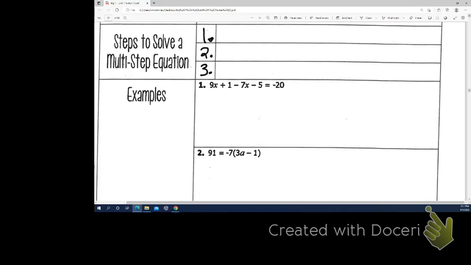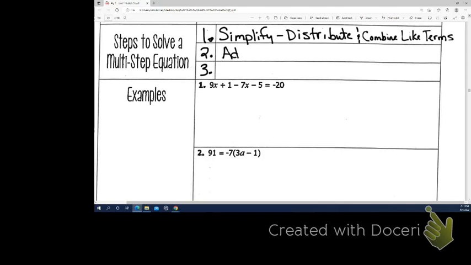And so our steps to solving a multi-step equation is we're going to simplify. And remember from expressions that to simplify, we're going to distribute. So we're going to get rid of any parentheses by distributing, and we're going to combine like terms. Once we distribute and we combine like terms, one or both of those things might be necessary. Once we've done that, then we will have a two-step equation.